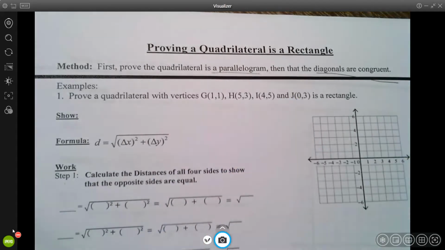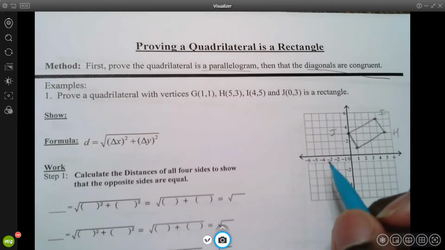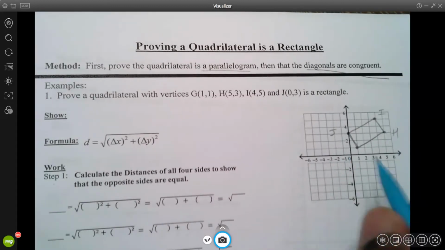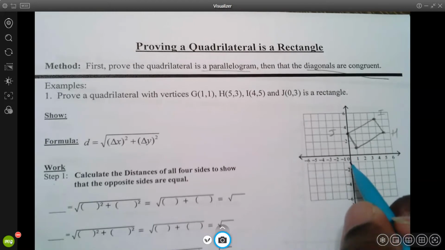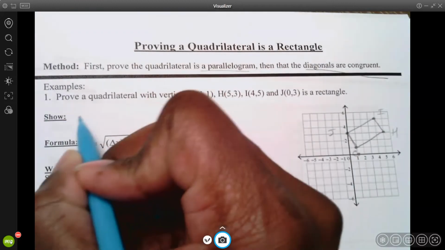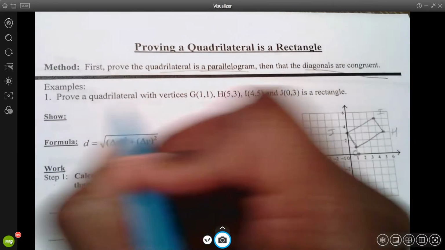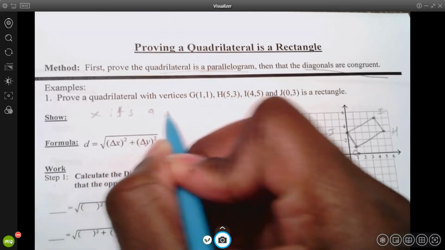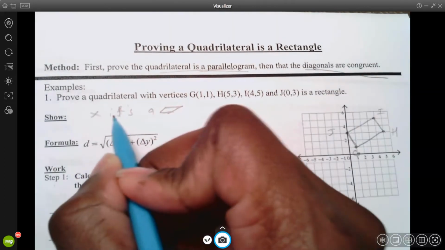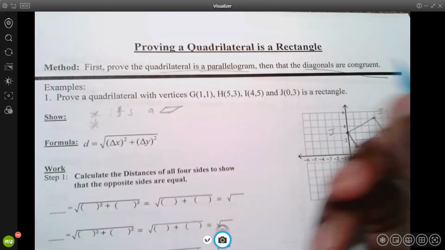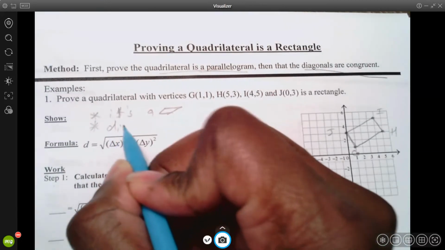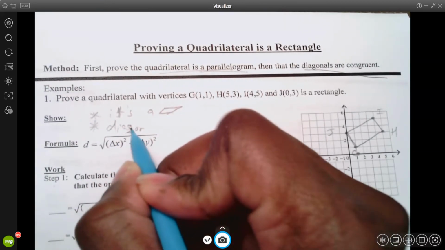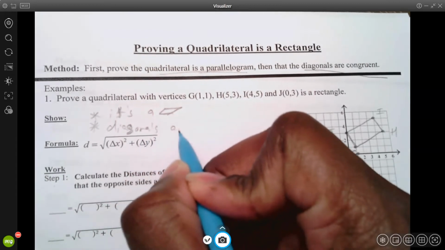So let's first plot the points. After plotting the points, it certainly looks like it's a rectangle. But I would first want to make sure that it is a parallelogram. So I just want to show this: show that it's a parallelogram, and then show that the diagonals are congruent.